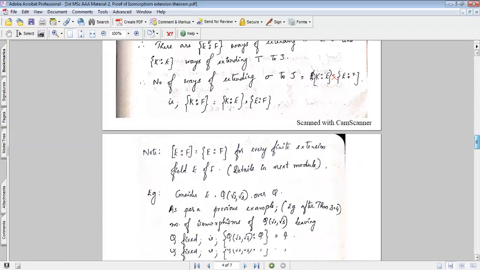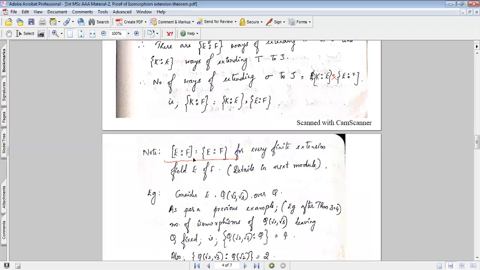Now, this is a result that we will be studying in the next module. That is, the square bracket [E:F] is equal to the curly bracket {E:F}. What is the square bracket [E:F]? In the previous module, we learned that it is nothing but the dimension of E considered as a vector space over F.